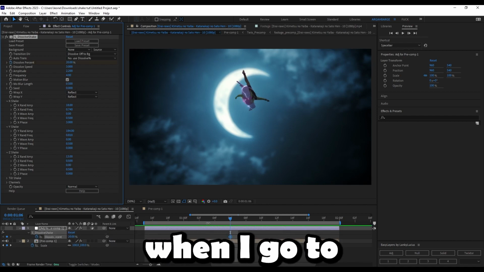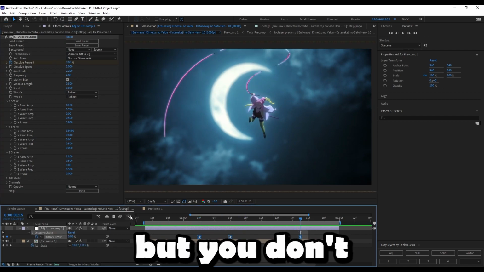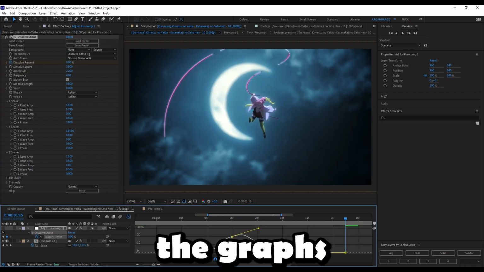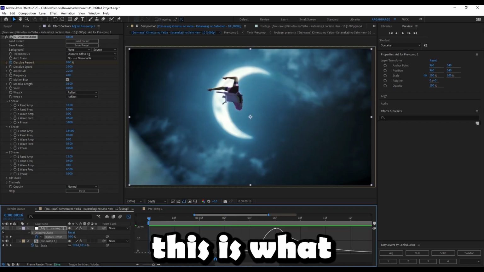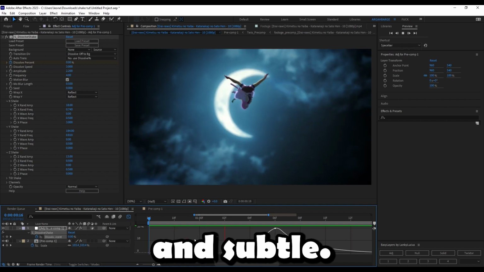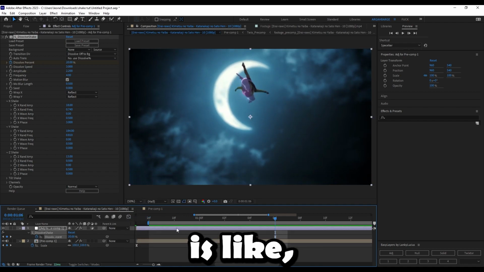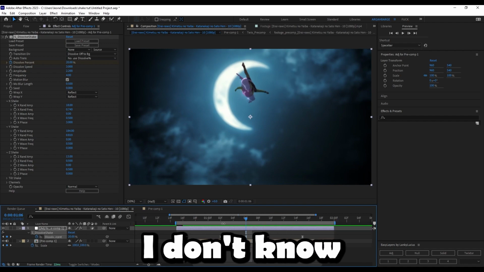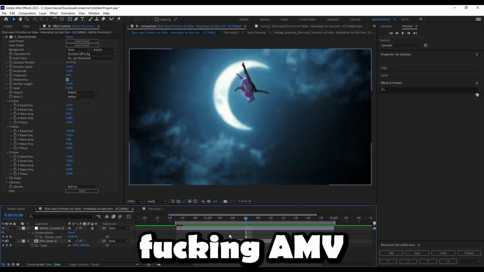So now you'll see when I go to graph this, which I like to do with little build ups. You don't have to do these build ups. I like to feed the graphs into each other like this. So now when I turn this layer on, this is what the shake looks like. Soft and subtle. And the only thing this is really missing is, I don't know, flicker, some exposure, and some lens blur, and boom, you got one fucking AMV clip.